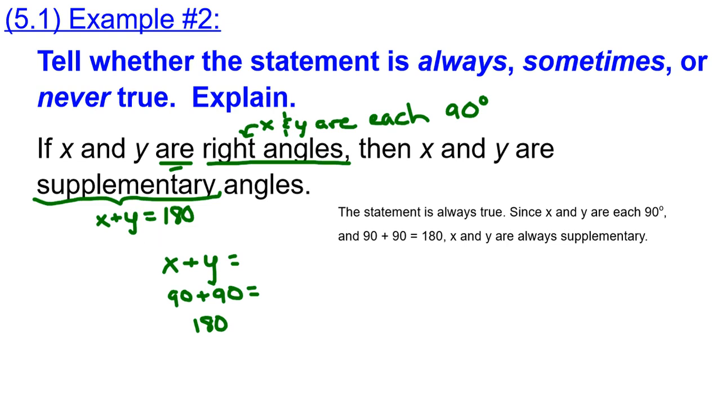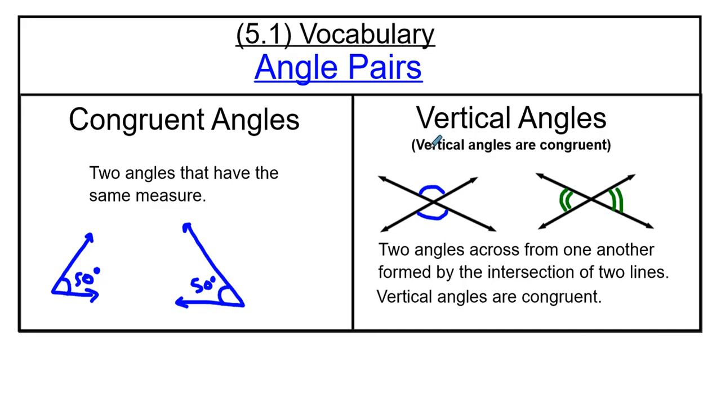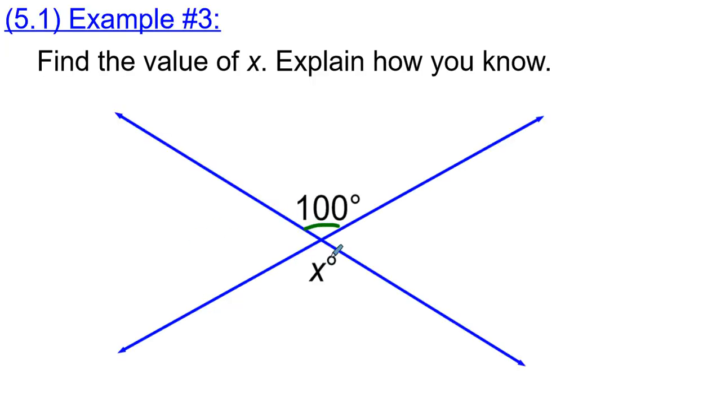Let's go to something a little easier. On this one, it says find the value of x and explain how you know. Hopefully you're looking at this and thinking back to the slide with vertical angles, where it says vertical angles are congruent, and congruence means they have the same measure. If they're right across from each other, they're vertical. Well, that means that x is 100. There's no other possibility because they are vertical angles.